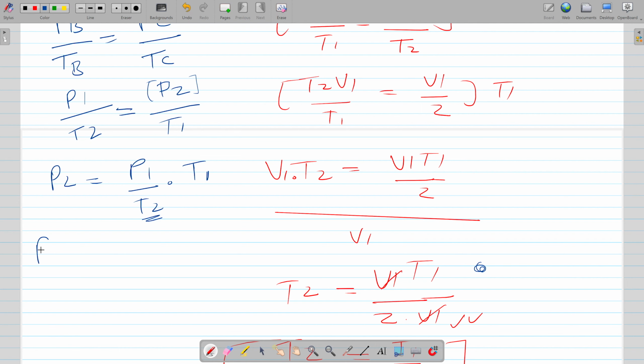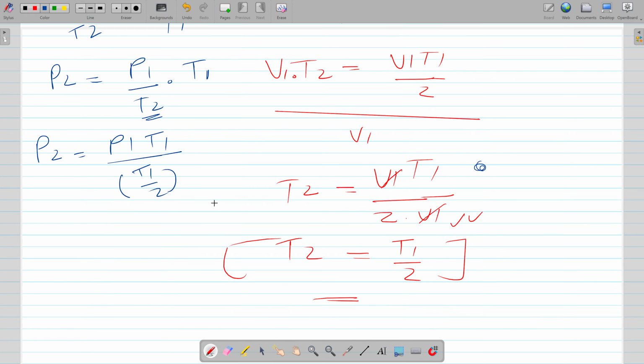So I'm going to say P2 is equal to P1 divided by... T2 is equal to T1 over 2, right? Multiply by, I can just say T1 here, right? So to solve this mathematically, I just do some maths.